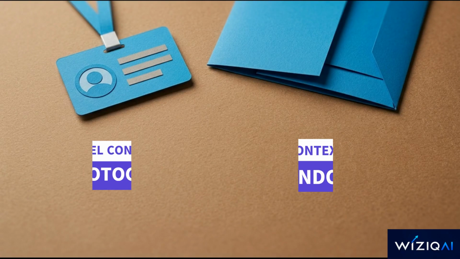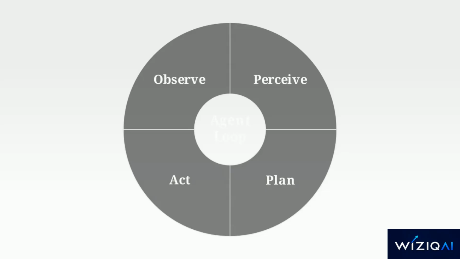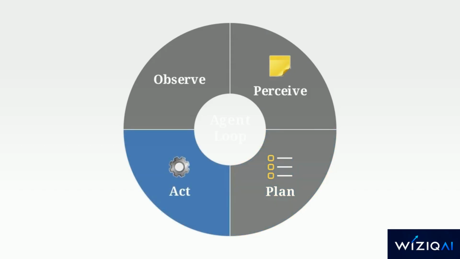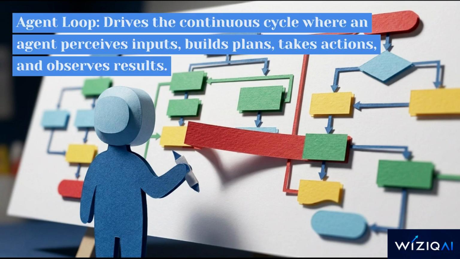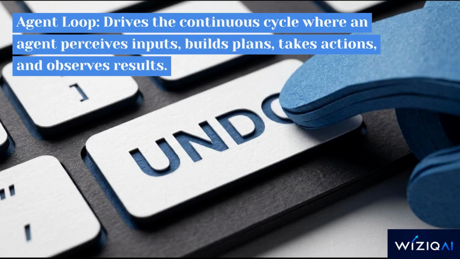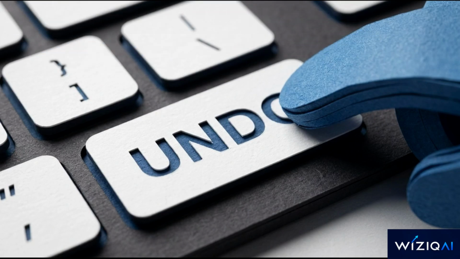Next, we have to look at how they actually think through a problem. Instead of guessing, an agent relies on the agent loop, a continuous 4-step workflow. First, it perceives a request, then creates a step-by-step plan. Next, it acts to fix the issue and observes the result. If it fails, it loops back to the start to try again. This cycle of trying, watching the result, and adjusting is what gives the AI true autonomy, the ability to realize it made a mistake and course correct without you having to help.